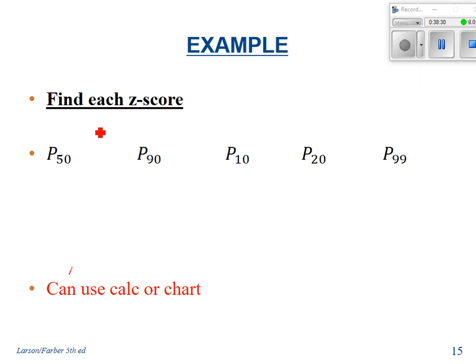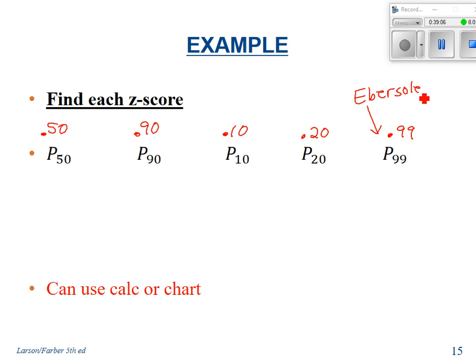So if we find the z-score for this, and I'm not going to find the z-score for each one of these, we'll use the calculator to find a couple of them. If it's this one, we want 50% of the area, or 0.50. If it's this one, 0.90. This one, 0.10. This one, 0.20. This one, 0.99. That's where Ebersole's score would fall in relationship to everybody else.